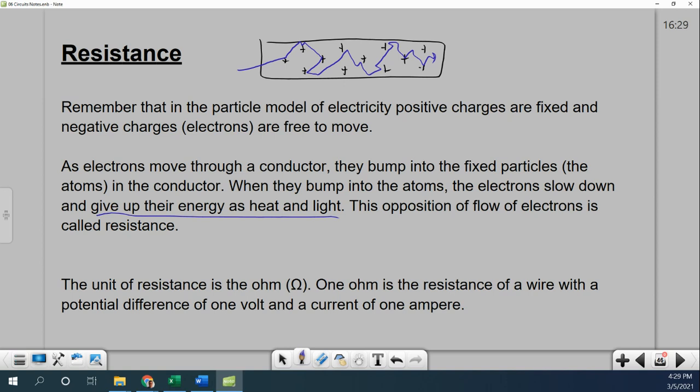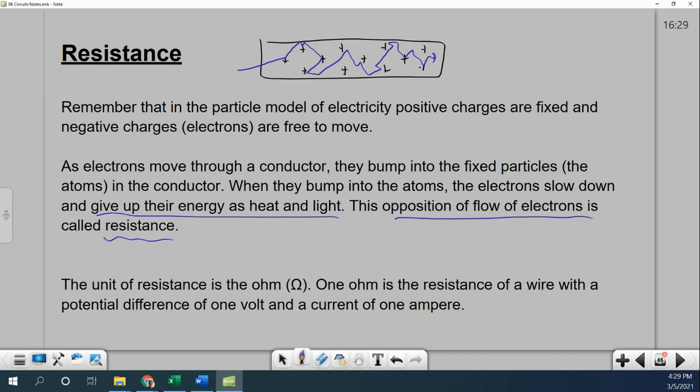That's how loads work. That's how a light bulb works. That's how a toaster works. They intentionally bump into the electrons to slow them down. We call that opposition to flow resistance. How much resistance is in a wire tells you how hard it is to force electrons through, and also is an indicator of how warm it's going to get.